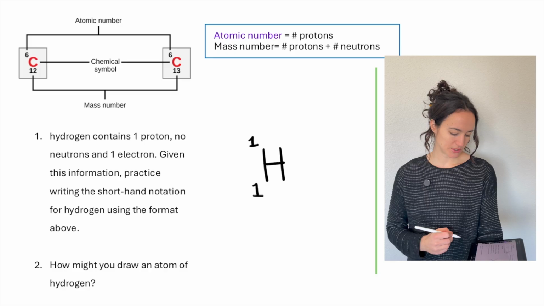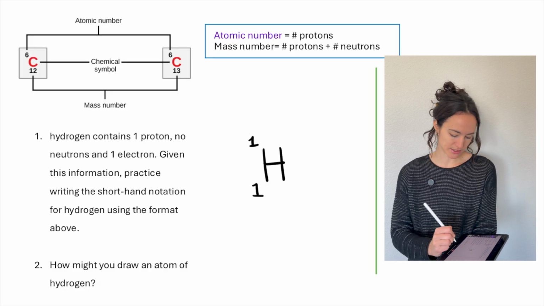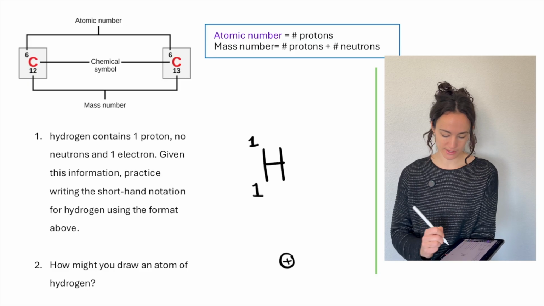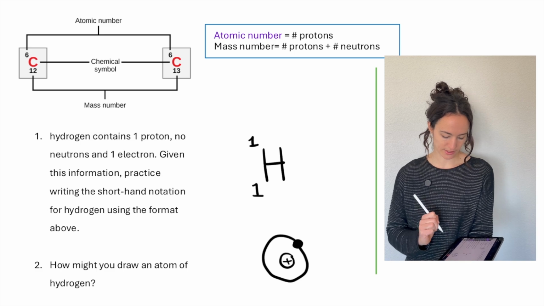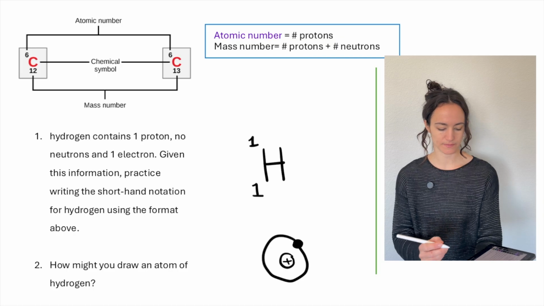The second is, how do we draw an atom of hydrogen? Just like we did in the last example, I start in the middle. I know I have 1 proton. There's no neutrons, so that's it for the center. And then I have 1 electron circling that center proton.